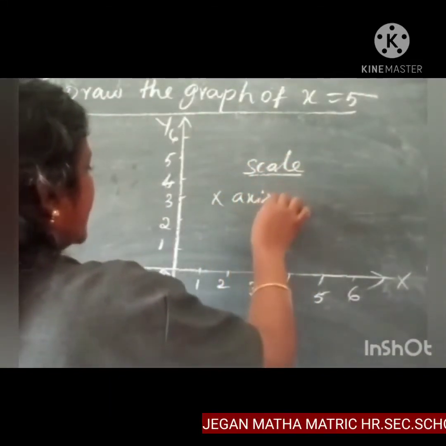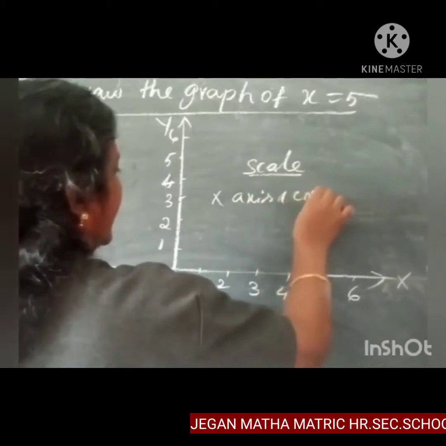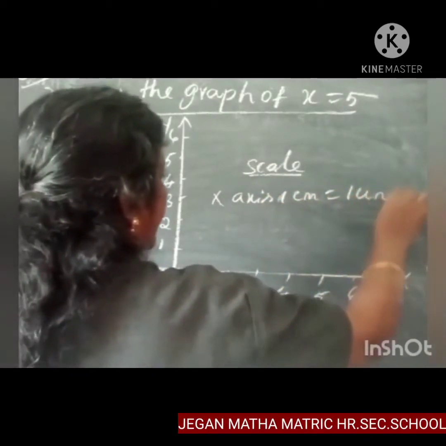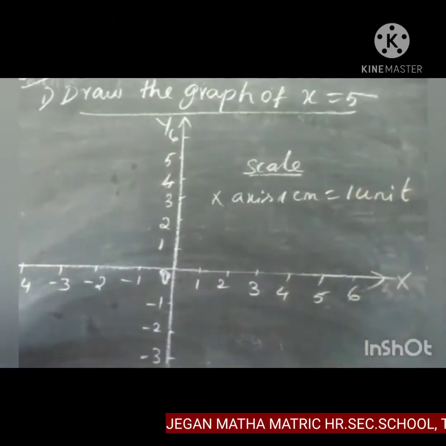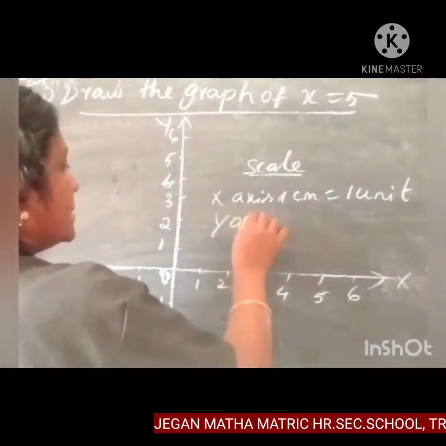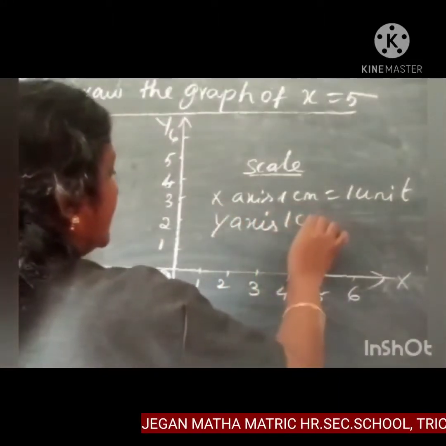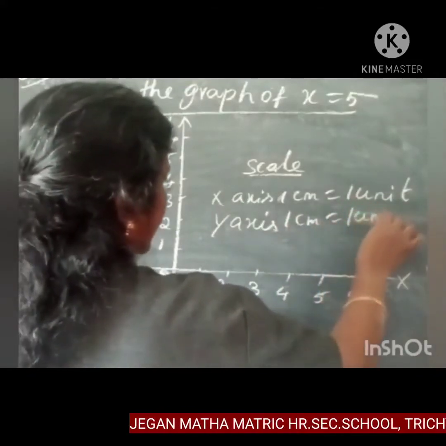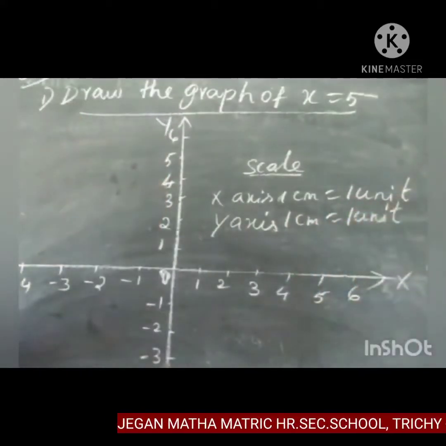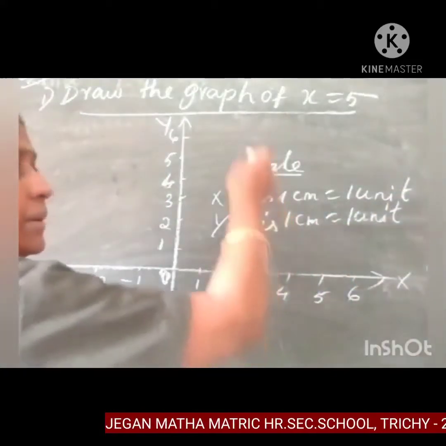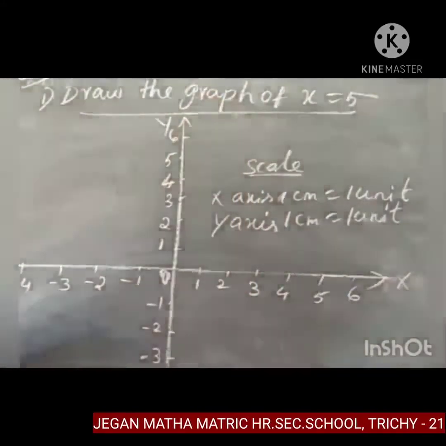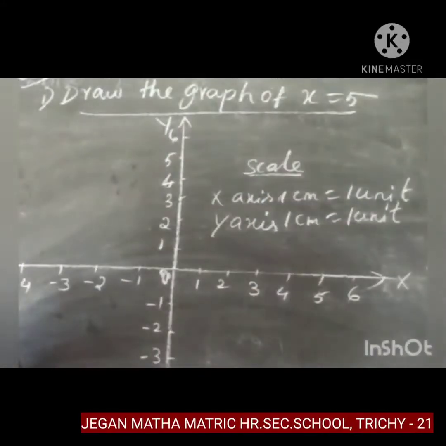In the x-axis, 1 centimeter equals 1 unit. Write the scale like this. The same for the y-axis, 1 centimeter equals 1 unit, I am selecting 1 unit only. You have to write this on the top of the graph. After that only you can mark all the points on the graph sheet.